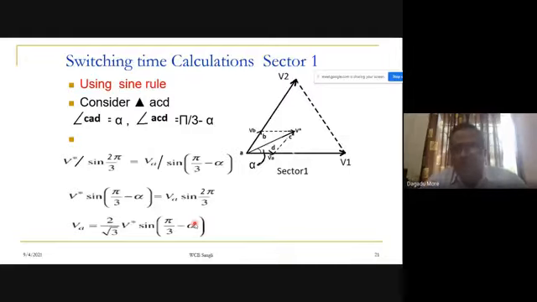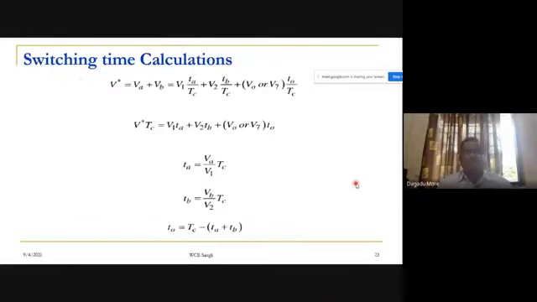And how do we obtain VA? We obtain the magnitude VA by applying V1 for a short duration, TA. Similarly, how do we obtain VB? We obtain VB by applying V2 for a duration TB. So now we are going for a volt-second balance.